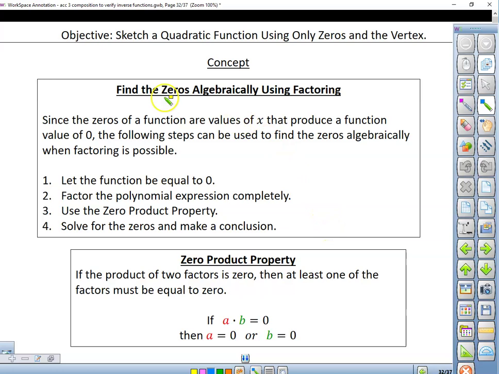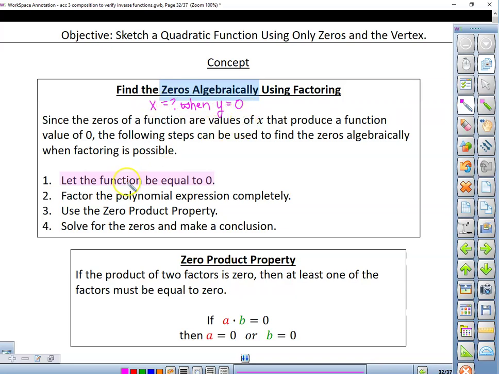So we're going to find the zeros algebraically, and we're going to use our factoring skills from a previous lesson that we have been working on. And so this is the procedure here for solving for our zeros using algebra. First thing we're going to do is let our function be equal to 0, and here is why. Zeros, remember, by definition are x values, specifically when y equals 0, because this would put those points on the x-axis.